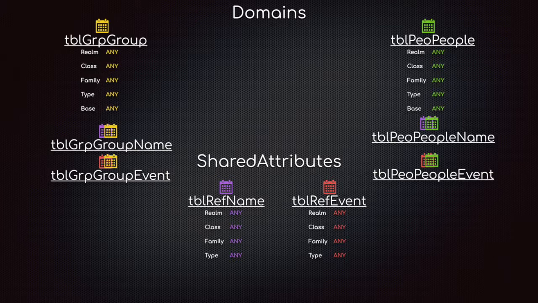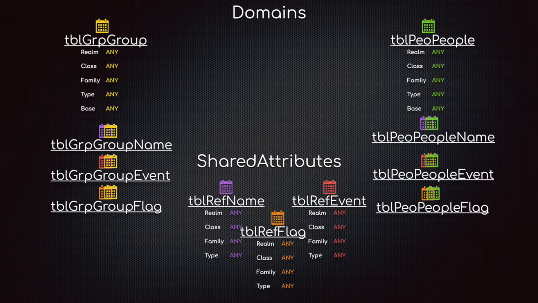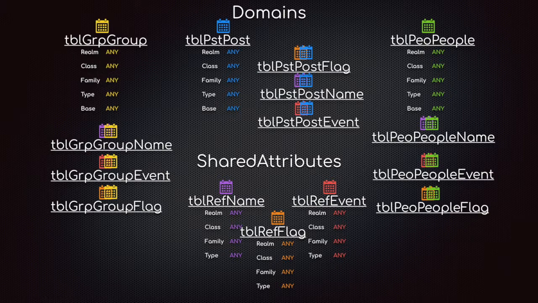However, with shared attributes, every time a new shared attribute is added, those intersections have to be created. The group flag has to be created if we just recently created a flag shared attribute, and same with the people flag. And that goes both ways. If we create a new domain, then we have to make sure that that domain gets all of the current shared attributes. So it's a different take on how we create tables.